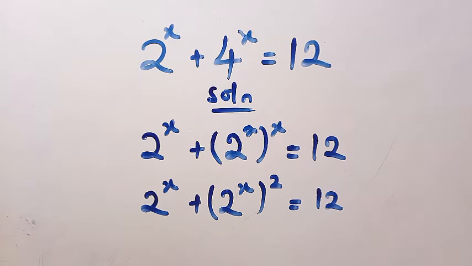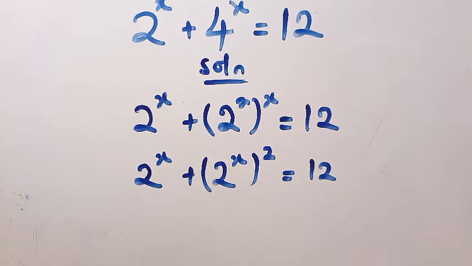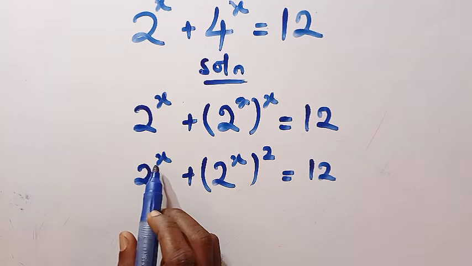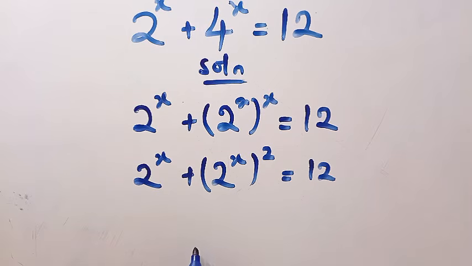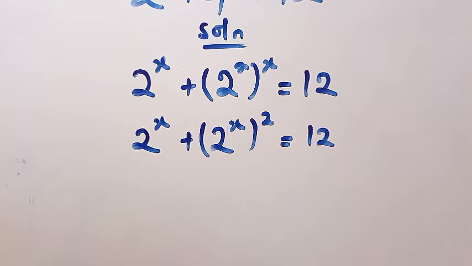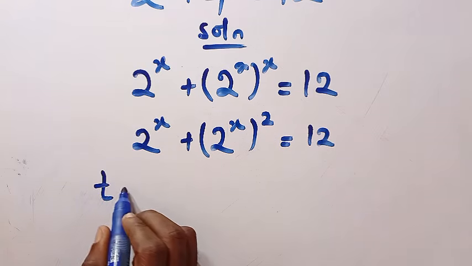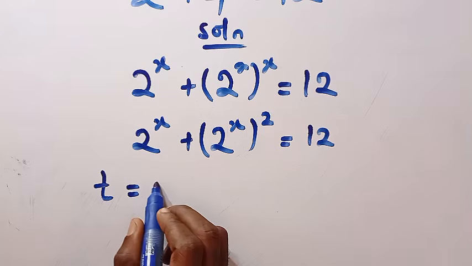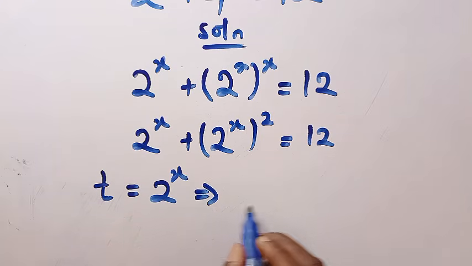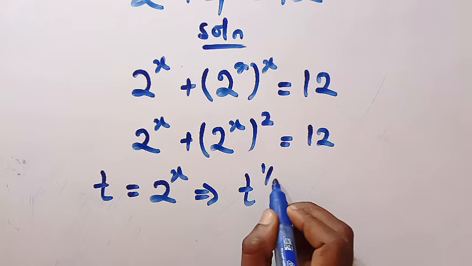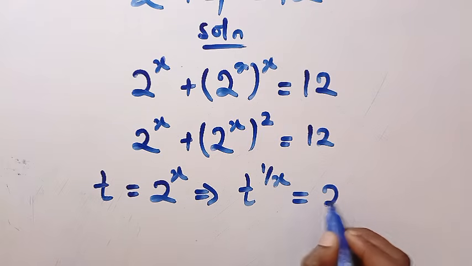At this point, we are going to make this very simple by replacing these 2 power of x, since we have it common, to make the work easier to solve. We are going to replace it with another letter. Suppose I let this 2 power x be equal to t. It implies that t to the power of 1 over x equals 2.